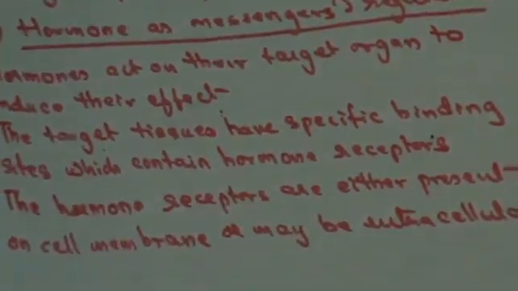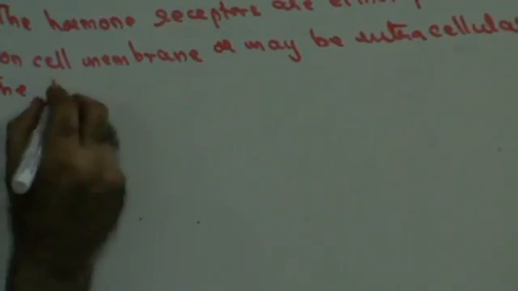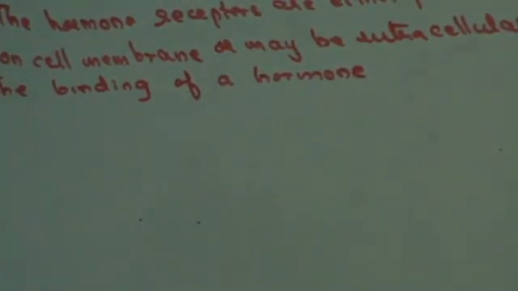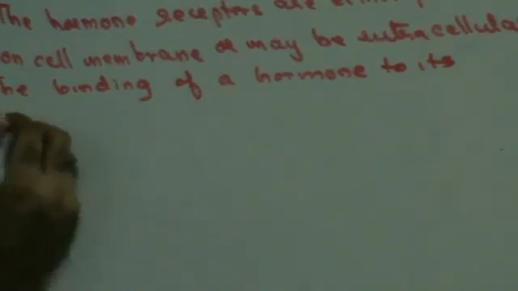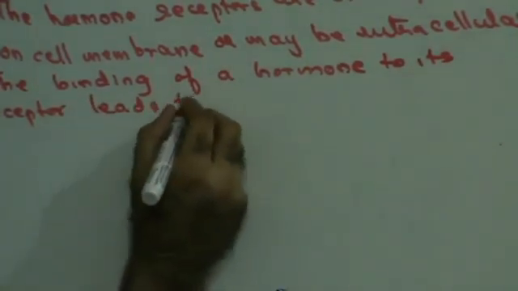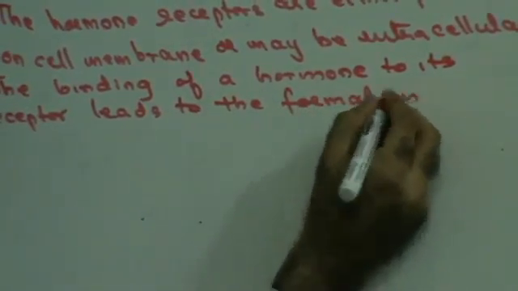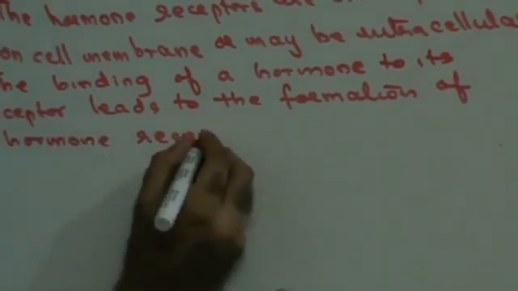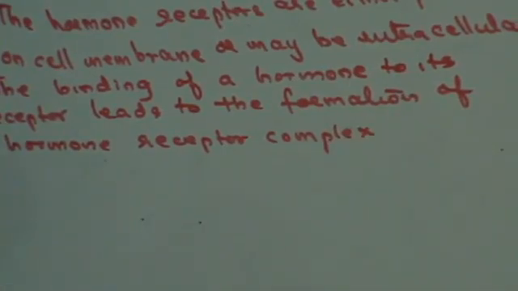Now, what do these hormones do? The binding of the hormone with the receptor leads to a hormone receptor complex, right? The binding of a hormone to its receptor leads to the formation of a hormone receptor complex.